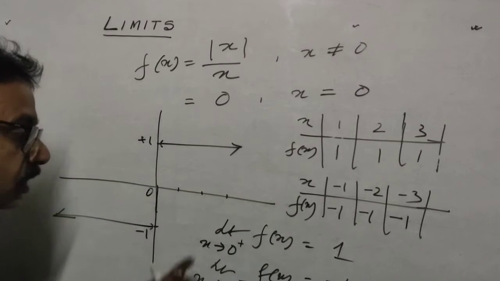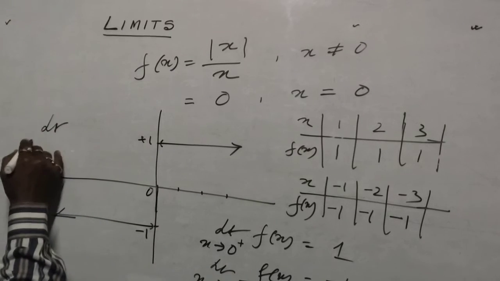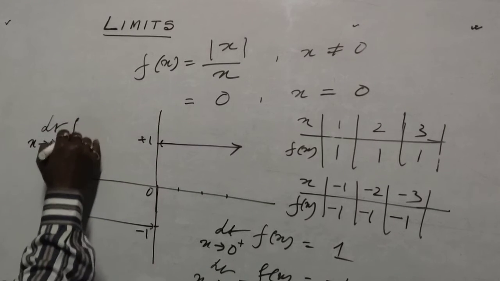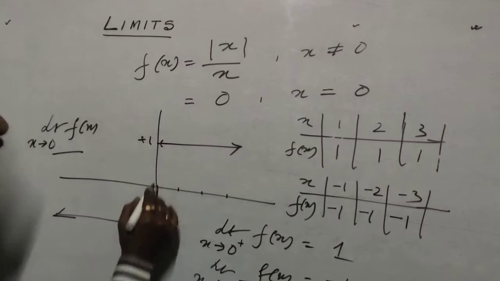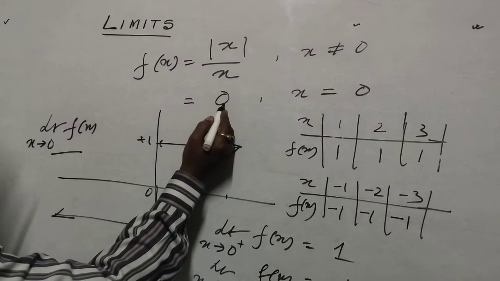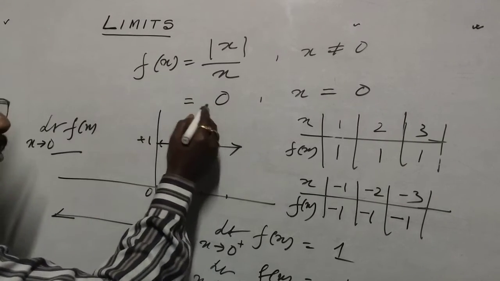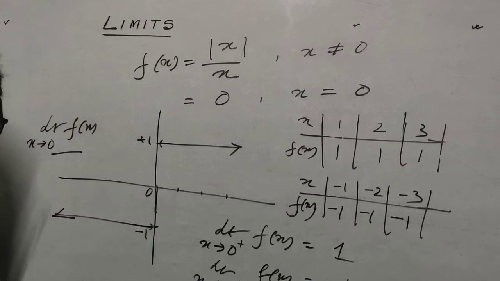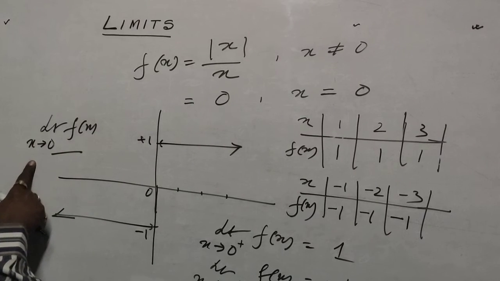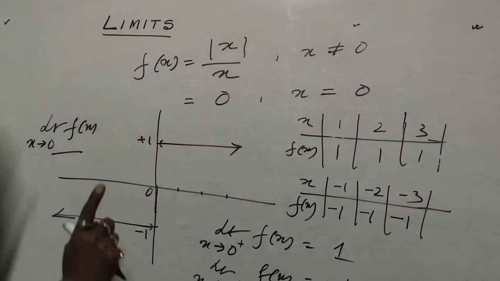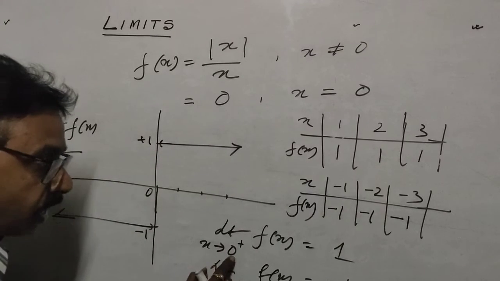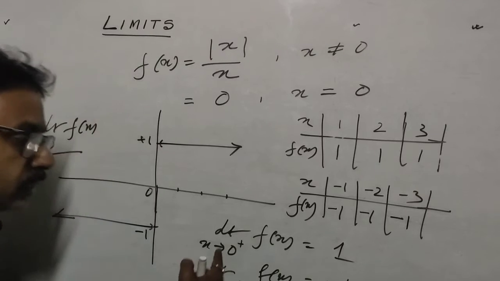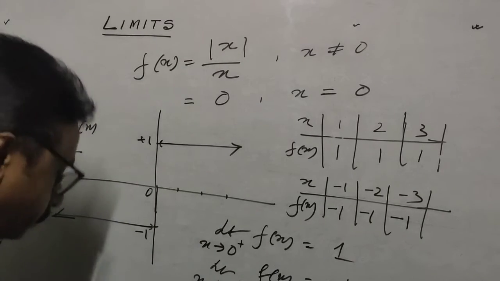So we can say that the limit of the function, that means limit x tends to 0 of f(x), does not exist for this function, and the value of the function f(0) is 0. Here this is the value of the function exactly at x equals 0, and this is the limiting value. That means when x is not equal to 0 but x is very close to 0, then the value of the function for the left hand limit is coming -1 and for the right hand limit is coming +1.